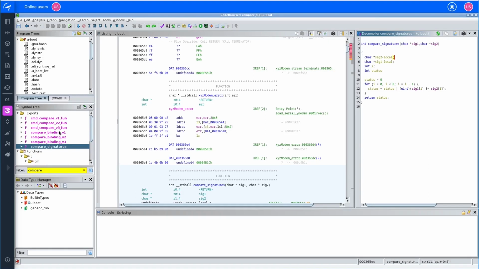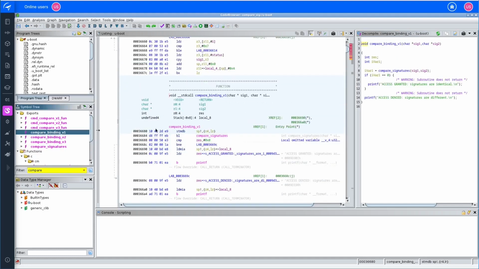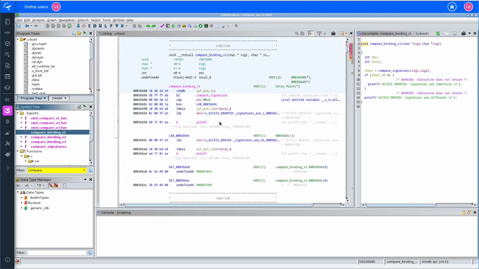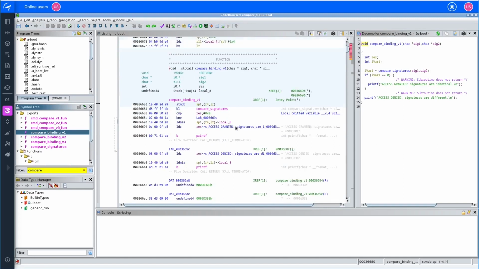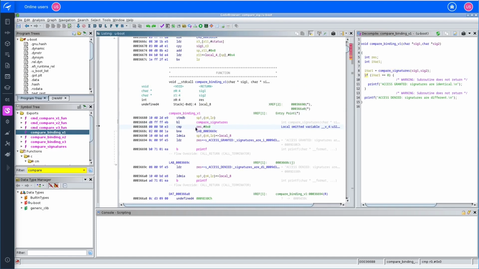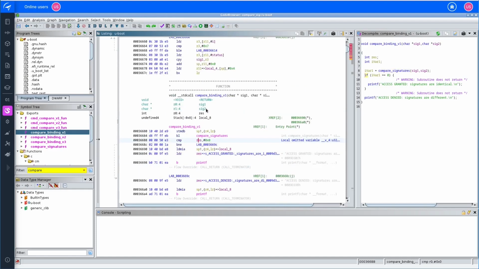So if we look at the compare binding function, which calls compare signatures, we can take a look at what's going on. Here we have the C version of the assembly code. So this is not the source code level, it's a decompiled version from the assembly. And we see that it calls compare signatures, which is this line. And then the return value of that, called res here, is actually stored in R0, as you can see here. That's because in the usual ARM calling conventions, the return value of a function is stored in R0.